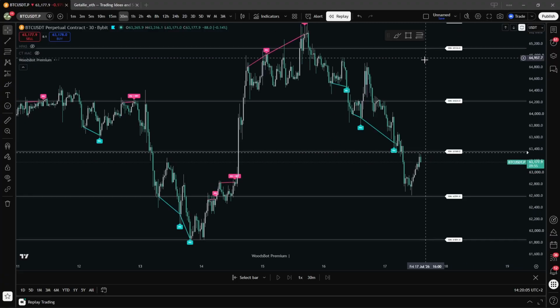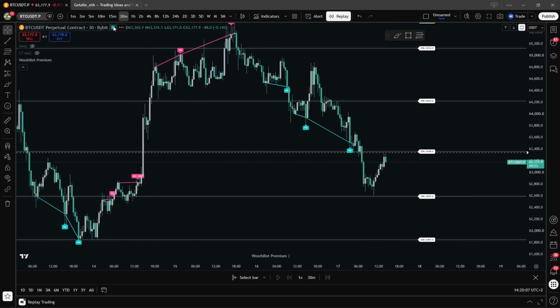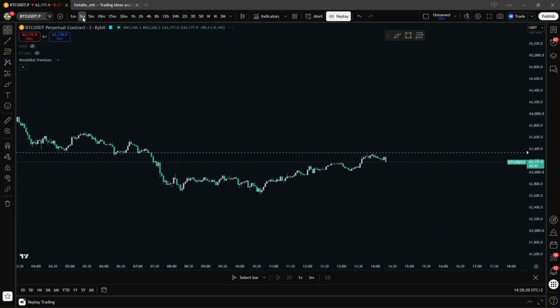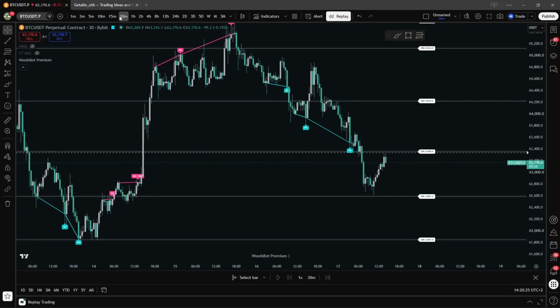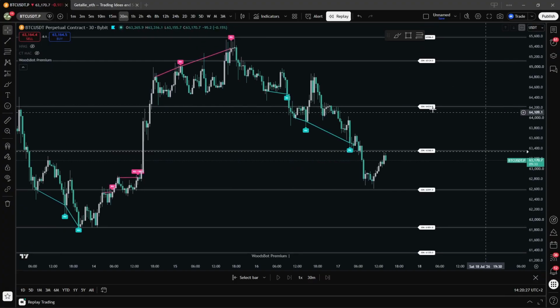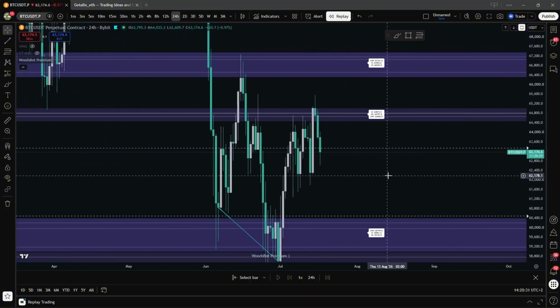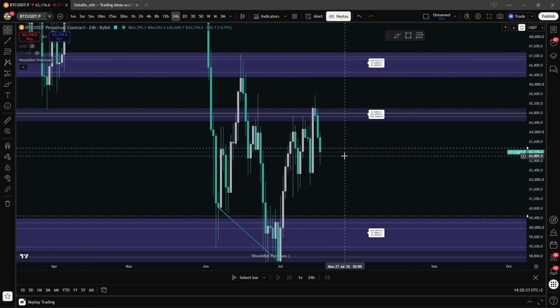I do like the 30-minute, I do like the 15-minute, but again, if you plan your trades based on the 30-minute charts, you need to execute on an even lower time frame. You need to then execute on the 5-minute or even 3-minute charts if you plan your trades based on the 30 minutes. And again, for example, if you plan your trades based on the daily time frame, you can use the 1-hour time frame to execute.